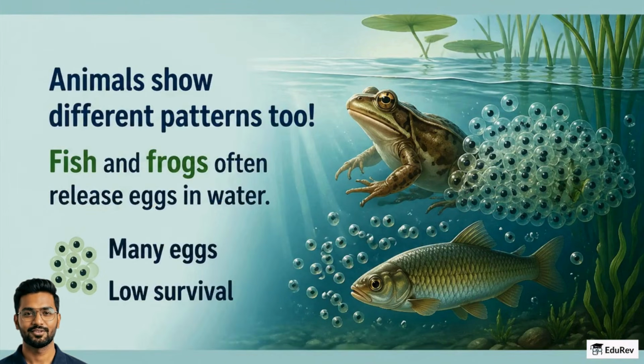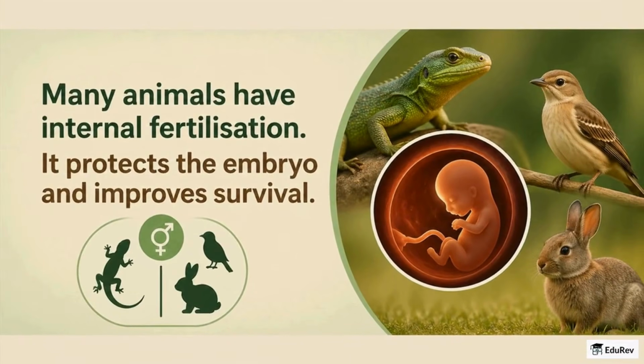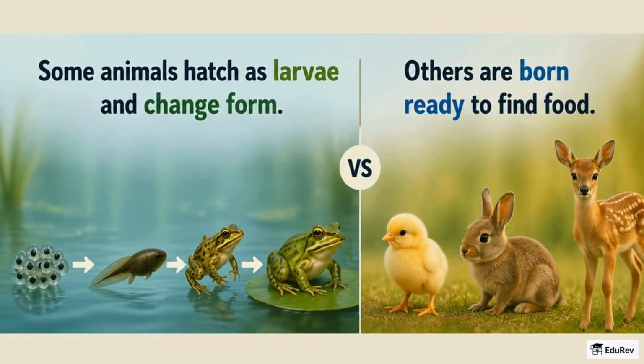Animals show different patterns too. Fish and frogs often have external fertilization in water with many eggs and low survival rates. Reptiles, birds, and mammals usually have internal fertilization, which protects the embryo and increases survival chances. Some animals hatch as larvae that change form through metamorphosis, while others are born ready to find food.